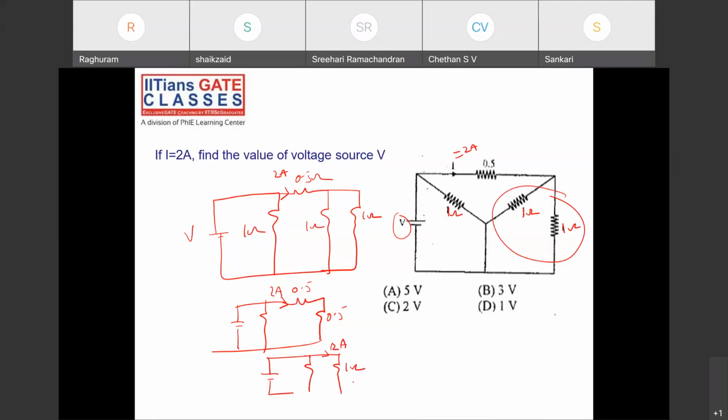A resistor and a voltage source. So what is the property of a parallel circuit? The voltage is the same. Whatever the voltage between these two points, it's the same across these two and these two. So this is 2 amps and 1 ohm. The voltage is 2 into 1, 2 volts. So the voltage source must be 2 volts. Clear? Shall I repeat?